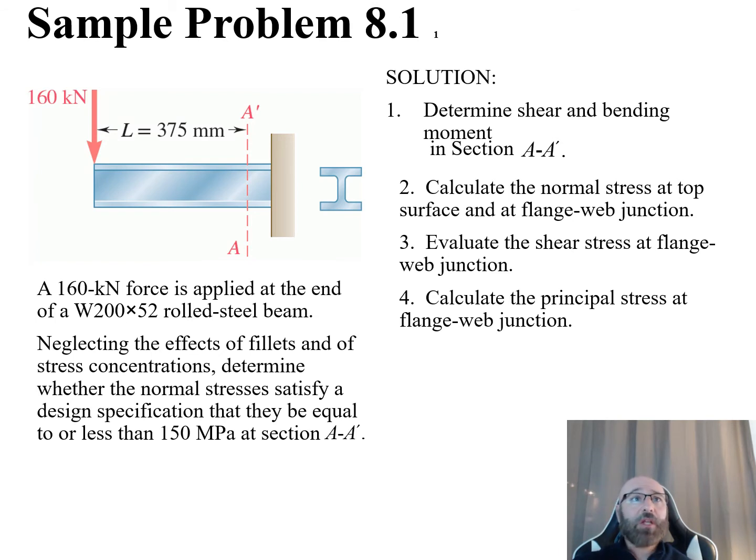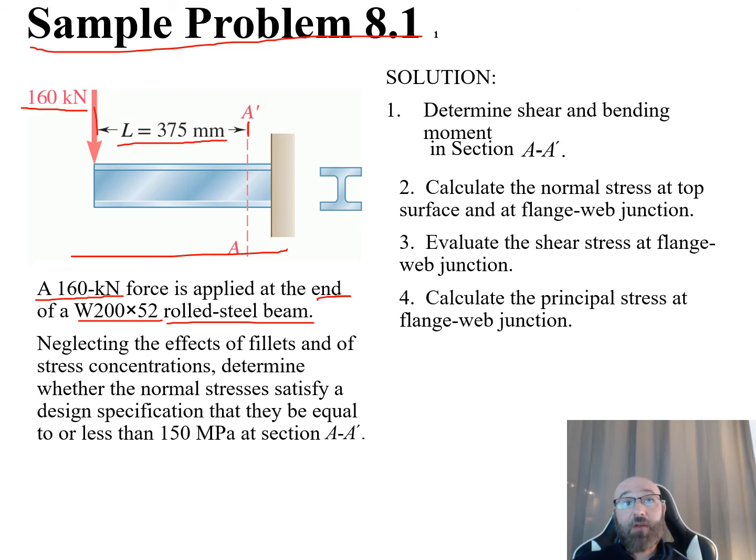So here we'll take a look at example problem 8.1. Within this problem here, we have this initial diagram and our problem statement. Within our problem statement, they tell us that we have a 160 kilonewton force applied at the end of, and they tell us the type of rolled steel beam we have right here, W200 by 52. So we can go over here to our diagram, we see, okay, there's our 160 kilonewton force applied to the end of this I-beam right there. And we can see we have this distance here given in our diagram from that load up to our section at A here, and this is equal to 375 millimeters.